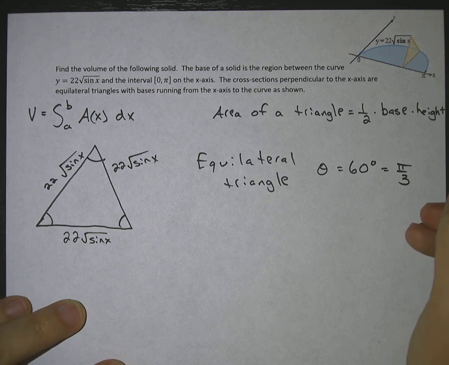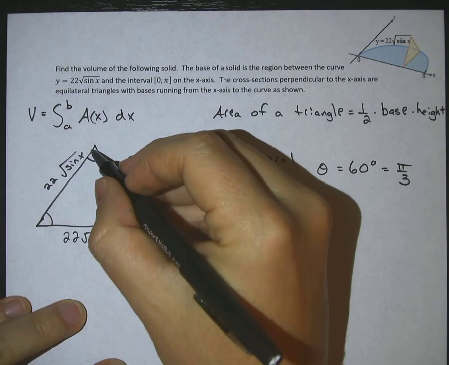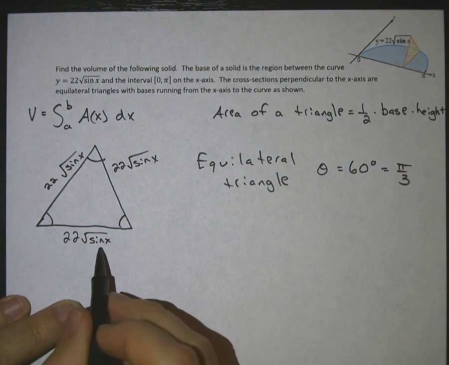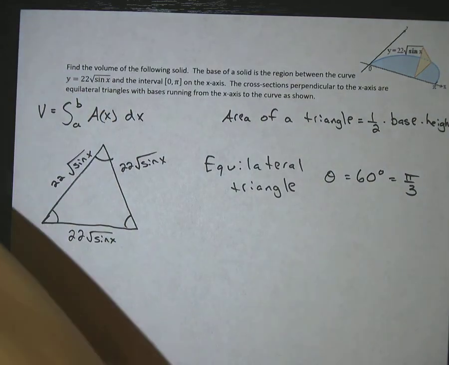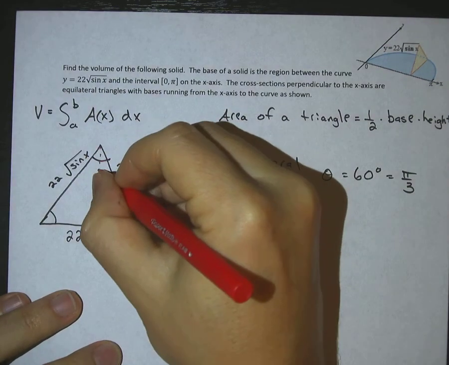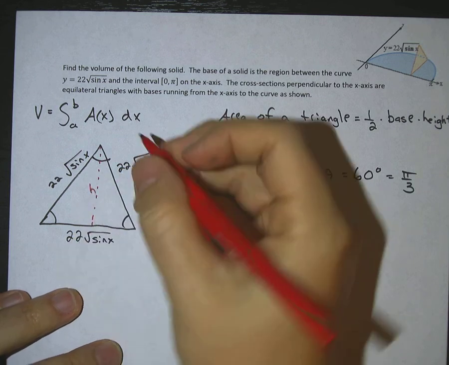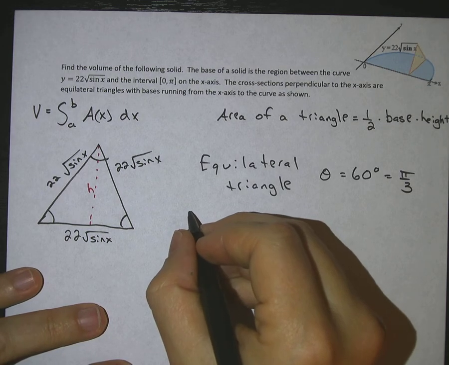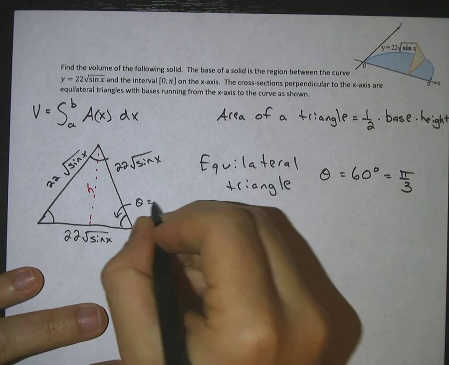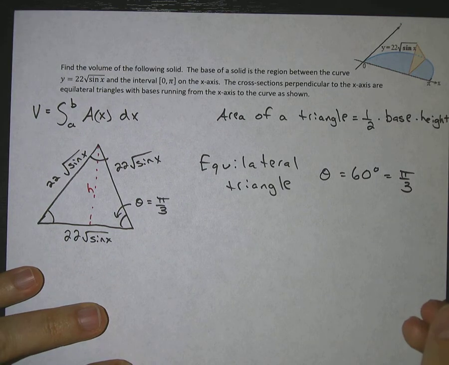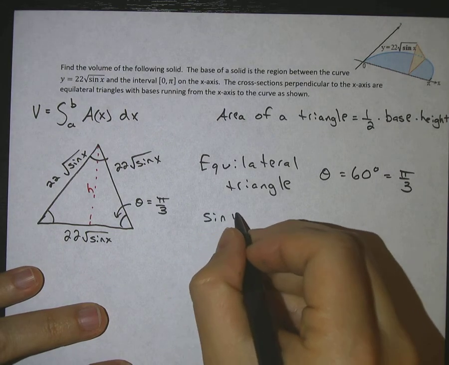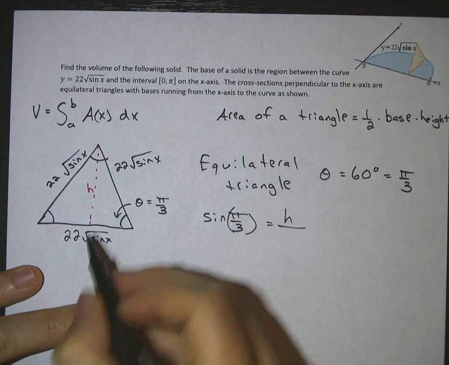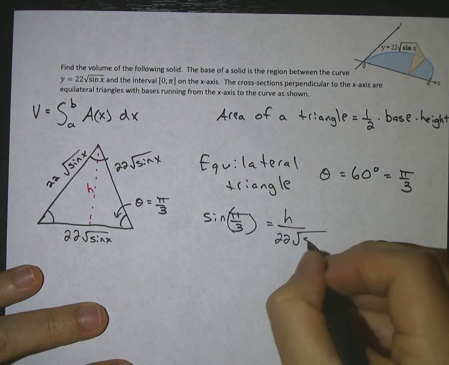So what we're asked to find is the area of the triangle, which is 1/2 base times height. We've got the base, it's 22 square root sine x. We need to figure out the height. The height is going to be this distance here, and we're going to figure that out using a little trick. Recall that sine is opposite over hypotenuse. So sine of pi over 3 on this triangle will be opposite, which is h, over its hypotenuse, which is 22 square root sine x.